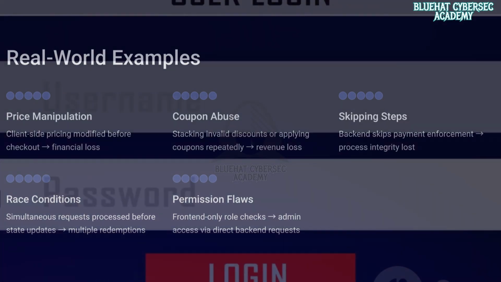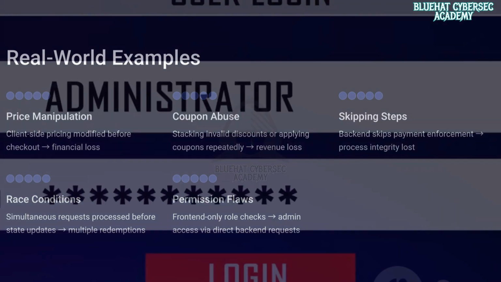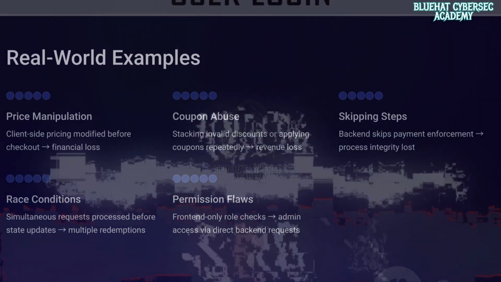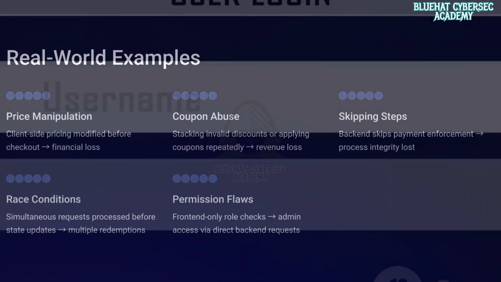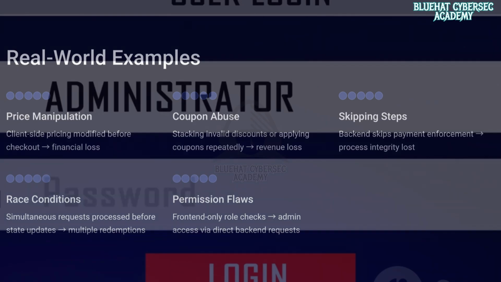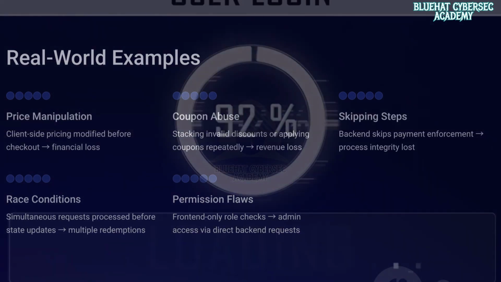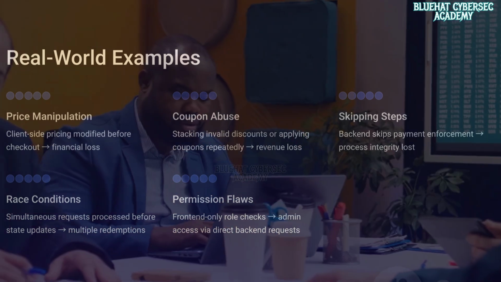And finally, role or permission logic flaws. A system checks user roles only on the front end. A normal user then sends direct back-end requests. And suddenly, admin-level functions become accessible. The result? Privilege escalation, without any traditional exploit.